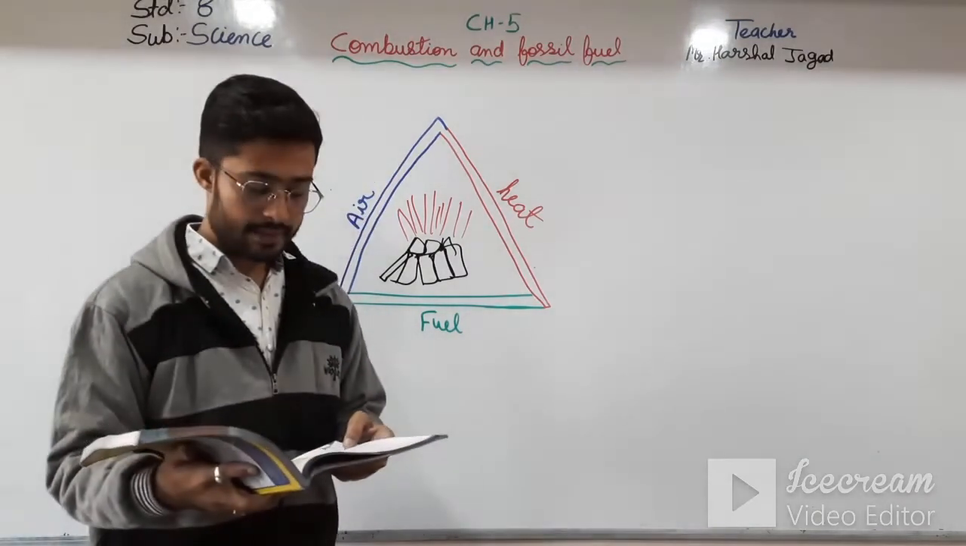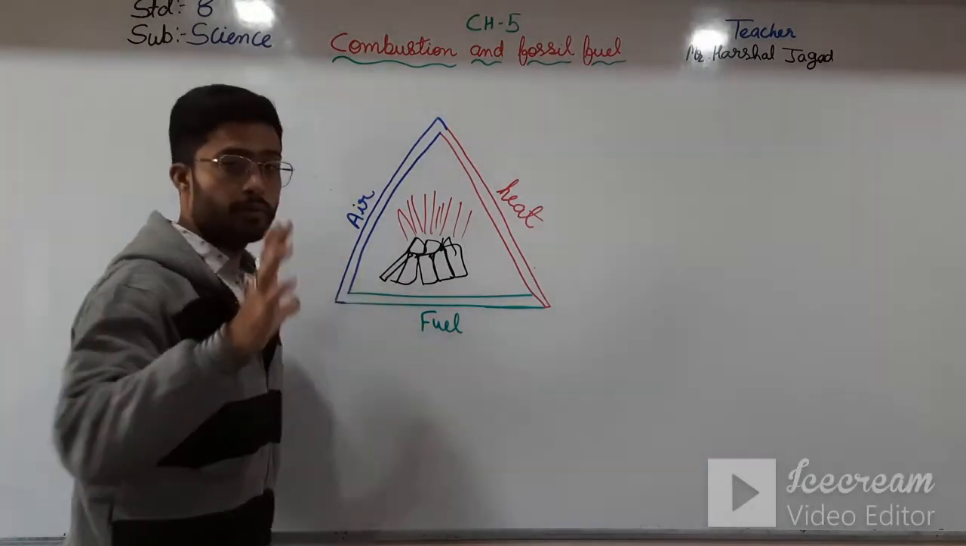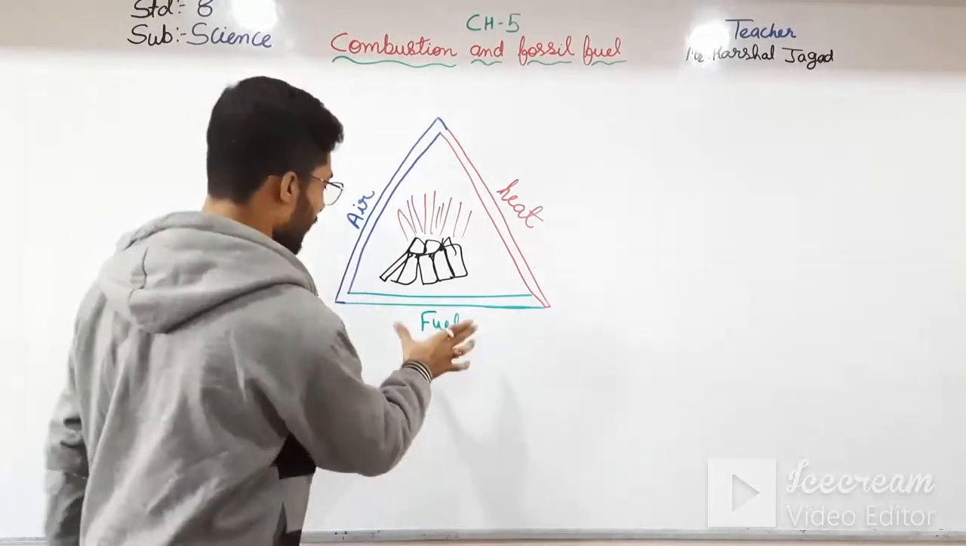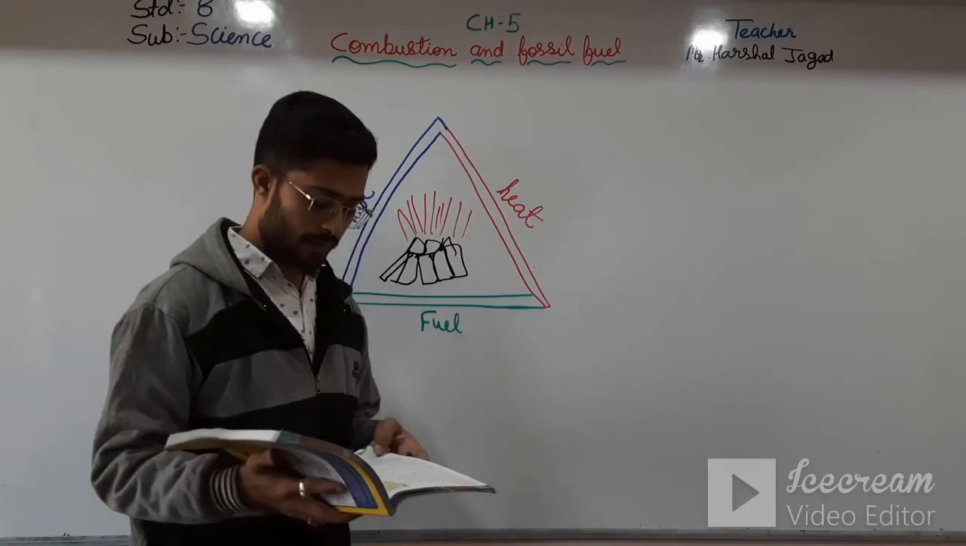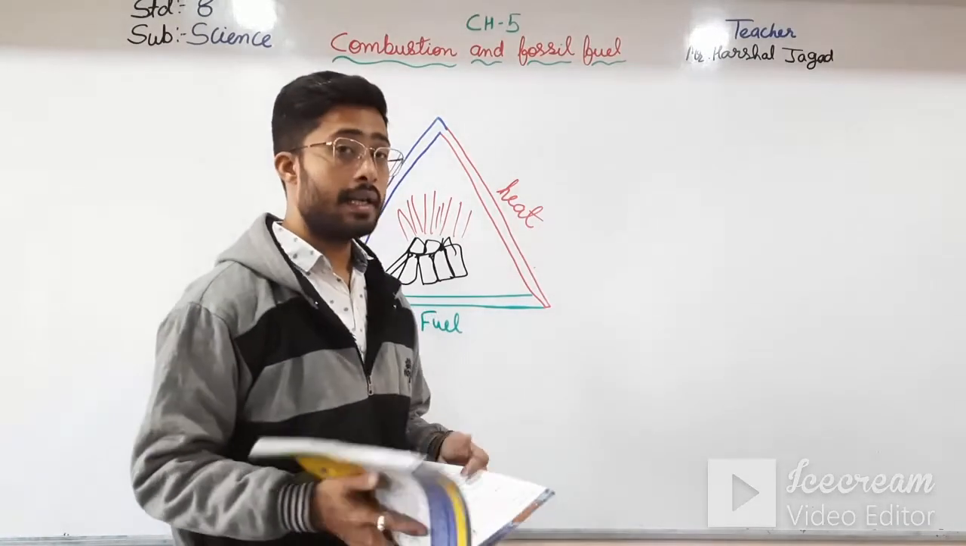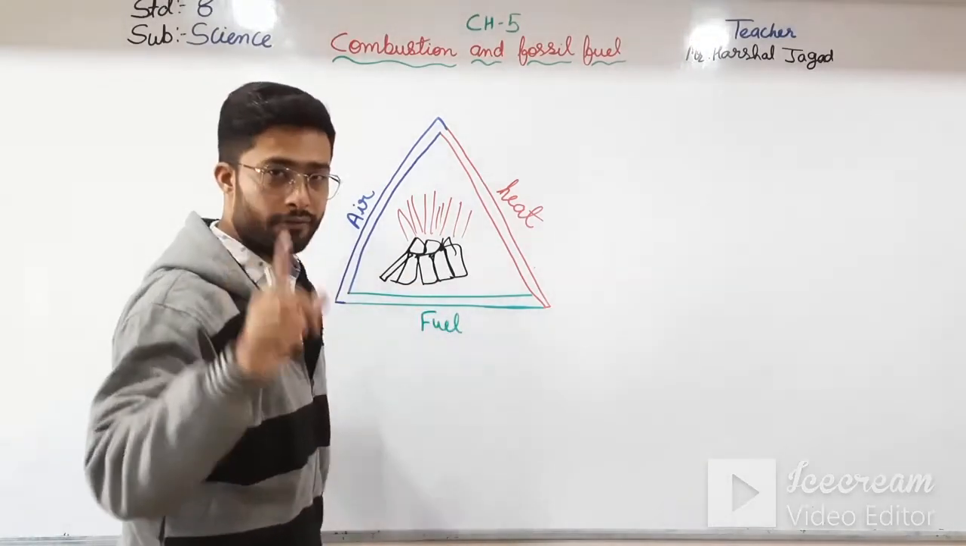First is presence of a combustible substance or a fuel. The first condition is that the fuel must be present. Like this, here the fuel is present. Then next, combustion is possible only if the substance is combustible. Yes, the combustible substance has to be there as a fuel.